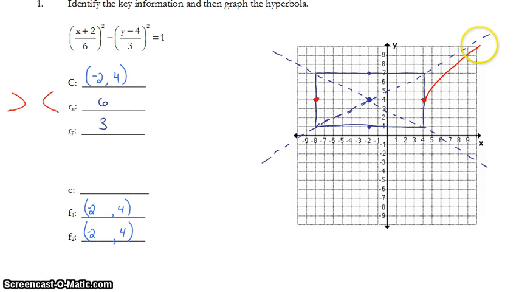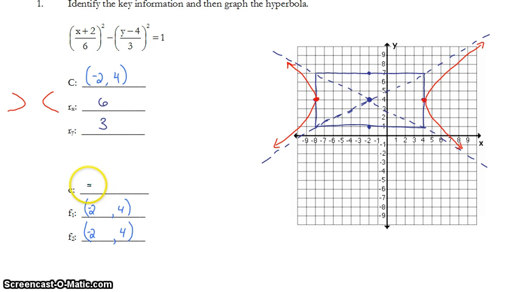This is going to go up this way but never cross that. Curve down this way but never cross that. And do the exact same thing in this direction. That's the graph of my hyperbola in red there.